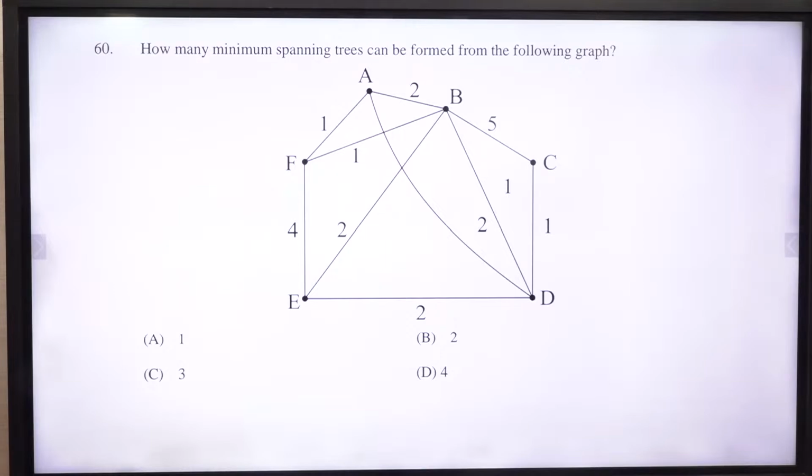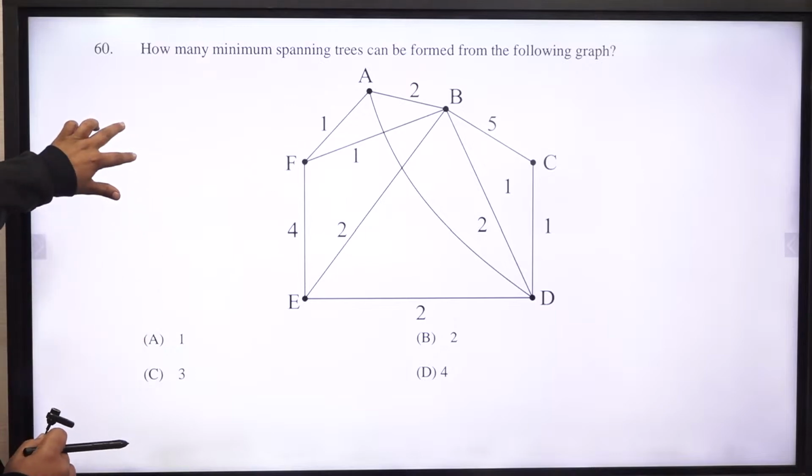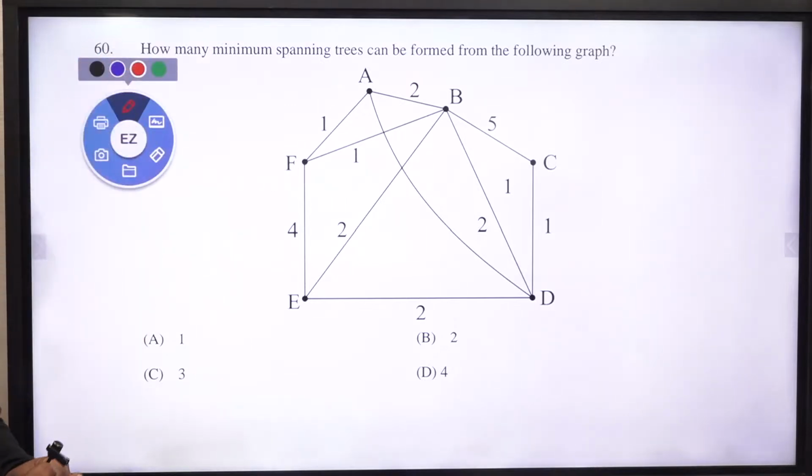Tell me the total number of spanning trees possible. Total number of spanning trees possible. Yes, total number of spanning trees. C, no. C is not the right answer. No, 3 is not possible.